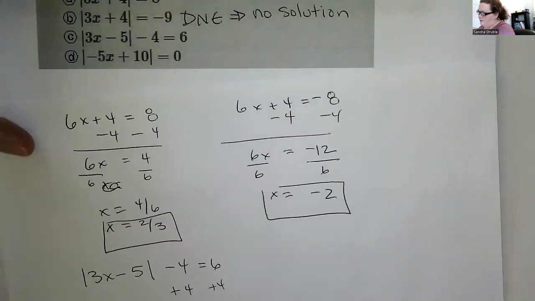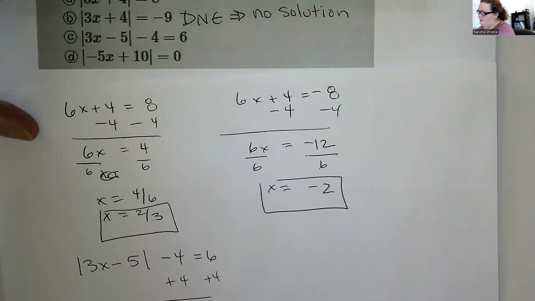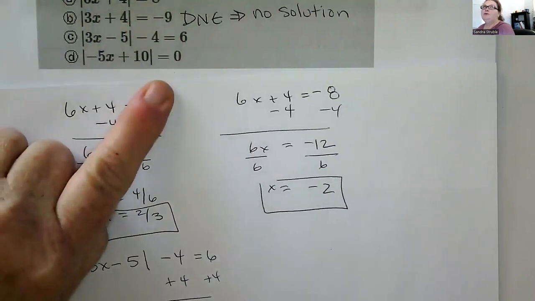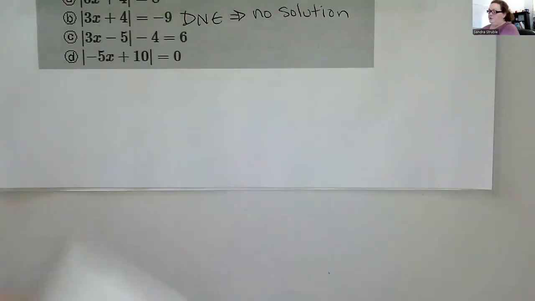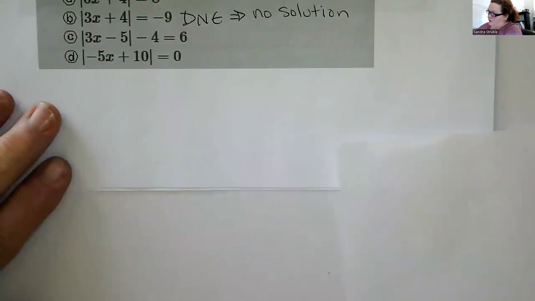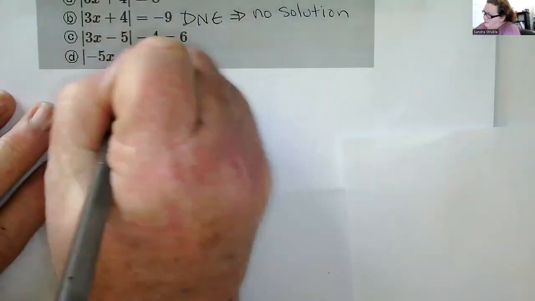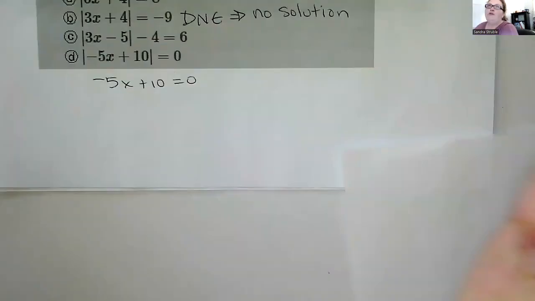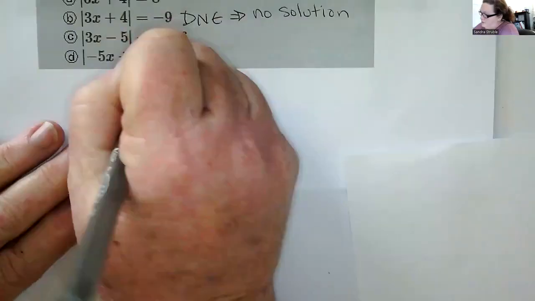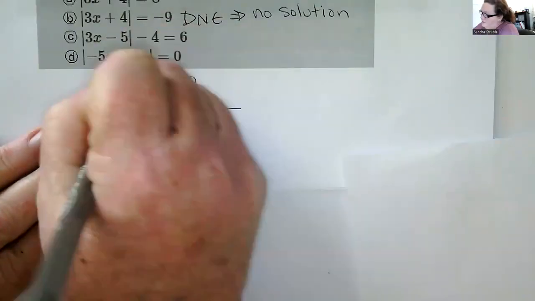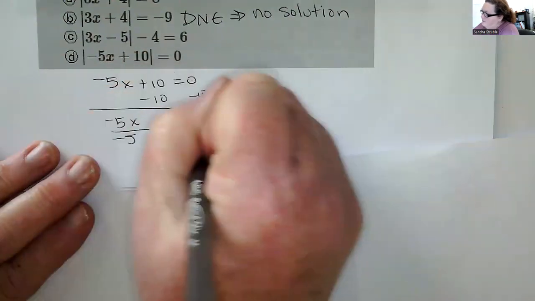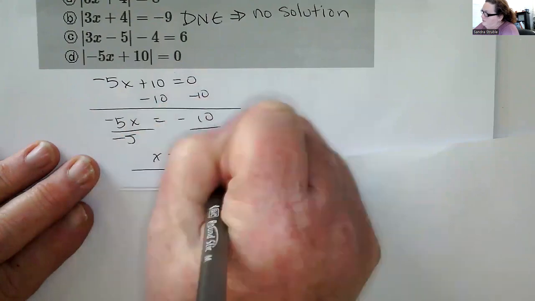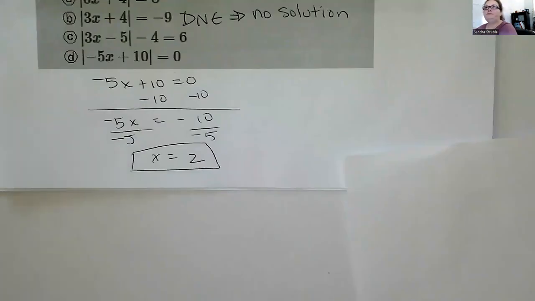All right, and then the last one here is negative 5x plus 10. Well, this is set equal to 0, so this is going to have just one solution. And because it's just one solution, all I need to do is take the negative 5x plus 10 equal to 0 and just solve for x. That's all I have to do. So subtract 10 from both sides. Negative 5x is equal to negative 10. Divide both sides by negative 5. And x is equal to 2. There's your one solution. Okay, and that was example 8.